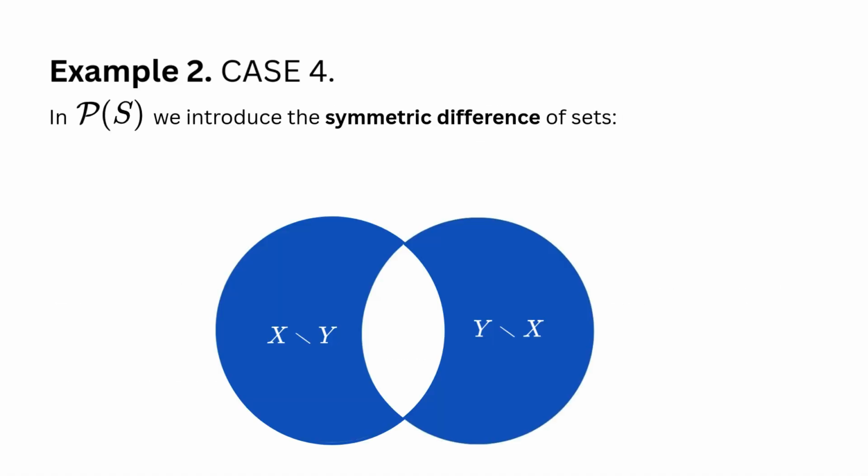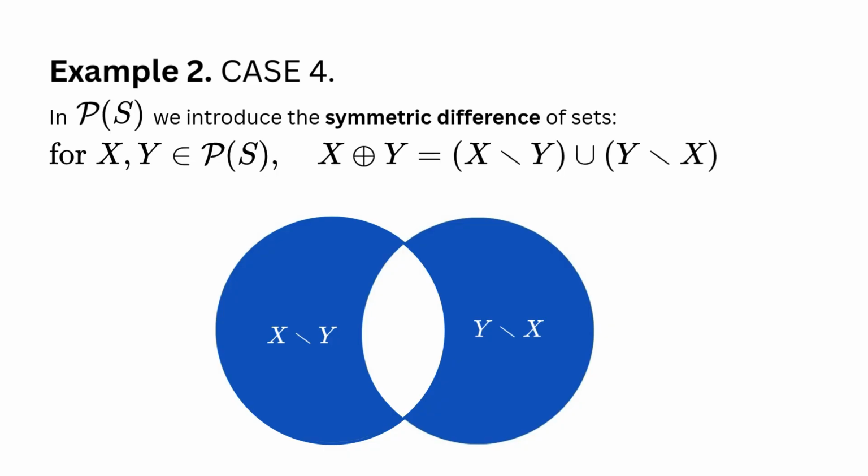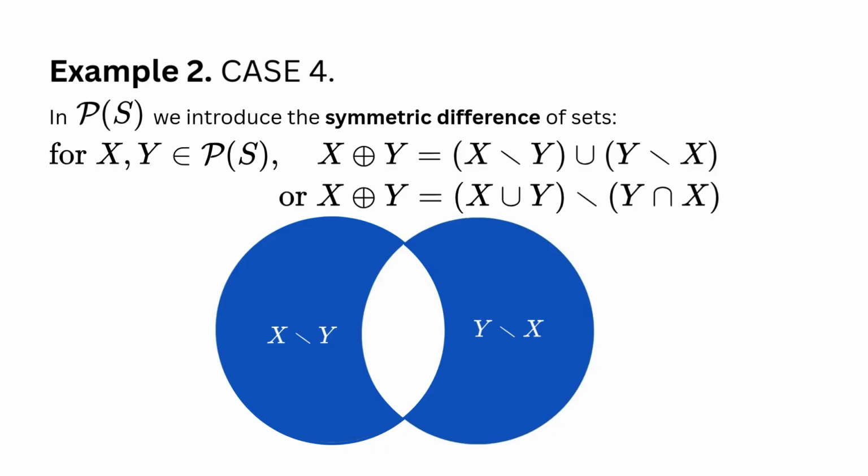Case 4. We equip the power set with the symmetric difference of sets. Given two sets x and y, the symmetric difference of the sets is the union of the differences x minus y and y minus x. Equivalently, the symmetric difference is the difference between the union of the two sets and their intersection. This operation is shown graphically in the figure. The colored area is the symmetric difference of the two sets.